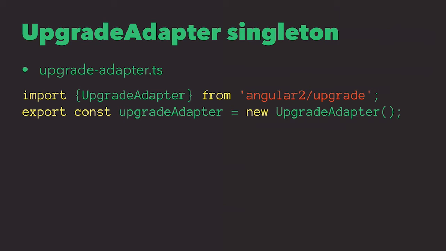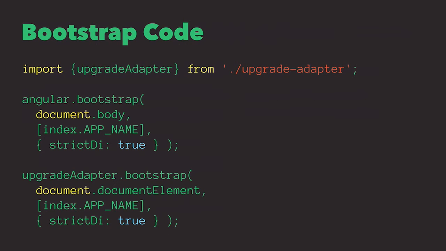So one of the first things to do in bootstrapping is to set up an upgrade adapter file, import the upgrade adapter, and instantiate a new copy. And in practice, we've been using this file to house some of the other upgrade logic, just so that when the time comes to actually prune the upgrade, you only have to look in one place. And we'll look at that in a bit more detail shortly.